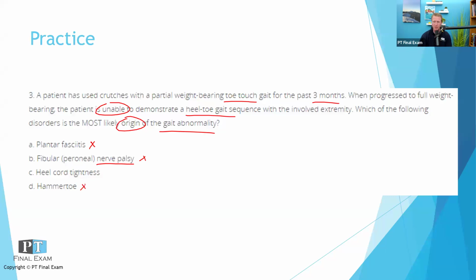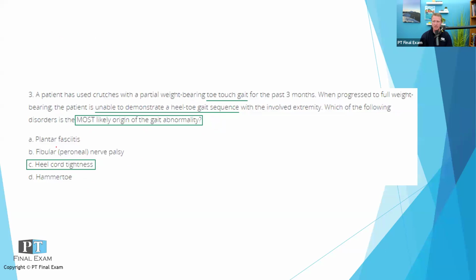So we're left with what ends up being the correct answer, the heel cord tightness. Heel cord tightness just means that because of that prolonged positioning for 3 months in the toe touch gait, now they're having difficulty moving the toe up into dorsiflexion. So it's very likely they won't be able to go heel toe because their heel cord is just too tight, or the Achilles tendon or gastrocsoleus complex is simply too tight. So leading us to the correct answer of heel cord tightness.